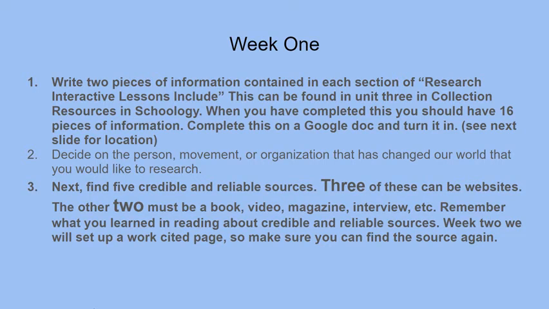Decide on the person, movement, or organization that has changed our world that you would like to research. That is the second thing you'll do. The third thing, next, find 5 credible and reliable sources. 3 of these can be websites. The other 2 must be a book, video, magazine, interview, etc., anything I mentioned on the previous slide. Remember what you learned in reading about credible and reliable sources. In week 2, we will set up a works cited page, so make sure you can find the sources again. These are the 3 things you want to accomplish before Tuesday.